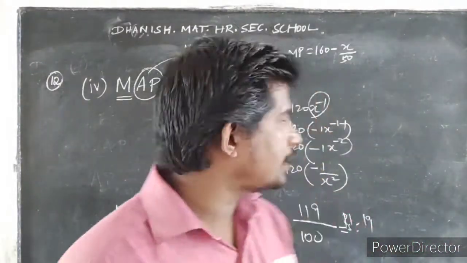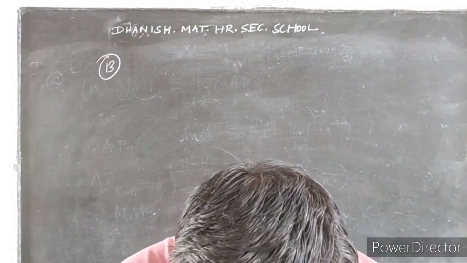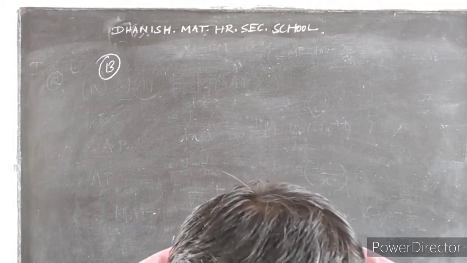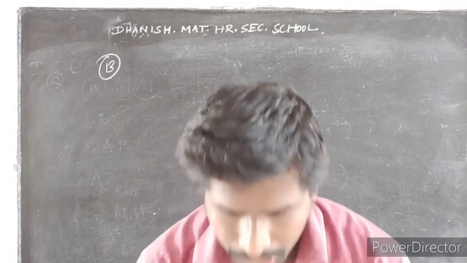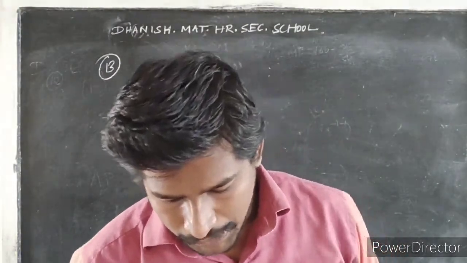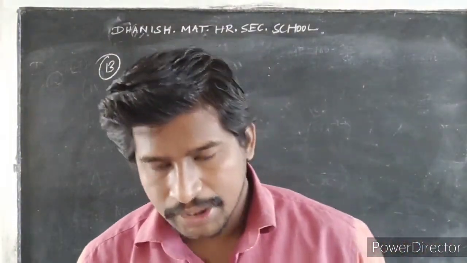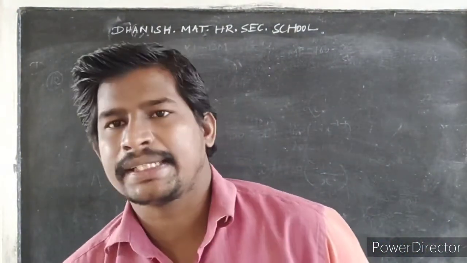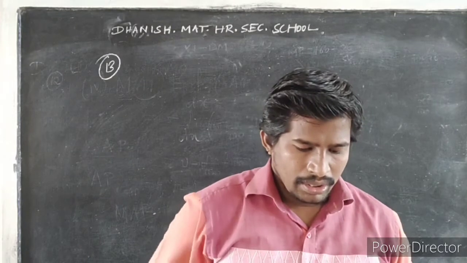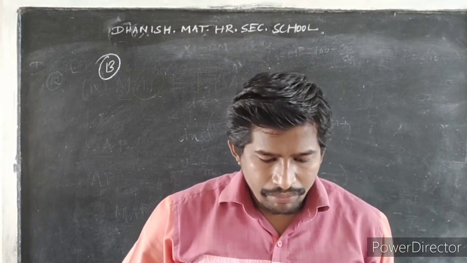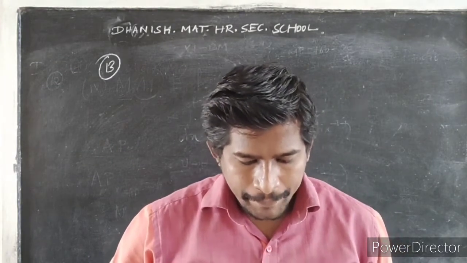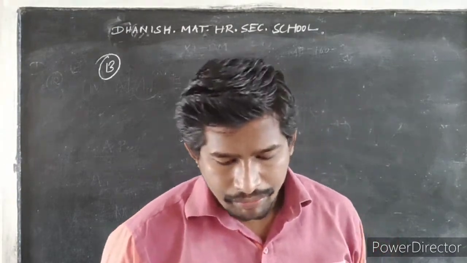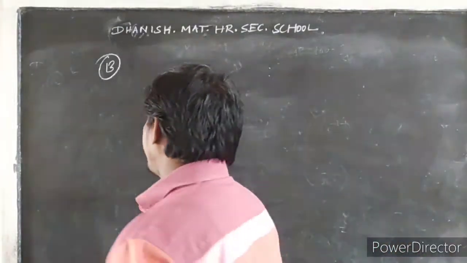Now look at the 13th. Find the value of x when the marginal function of y equal to x cube plus 10x square minus 48x plus 8 is twice the x. Here, what's given? The marginal function of y is twice the x. From the given, we are going to find the value of x.